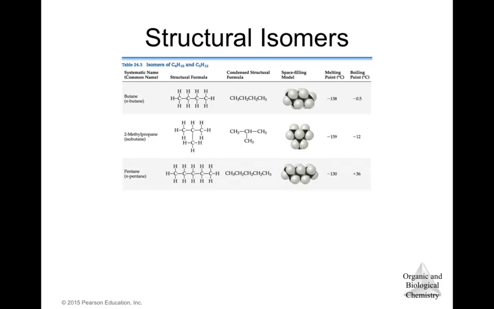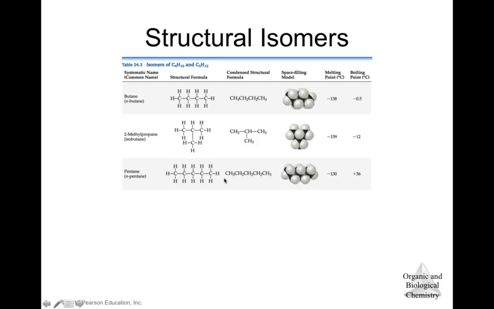Now let's see the hydrocarbon of 5 carbons, known as pentane. In pentane, we have 5 carbons, 1, 2, 3, 4, 5. This is a straight chain: CH3, CH2, CH2, CH2, CH3.